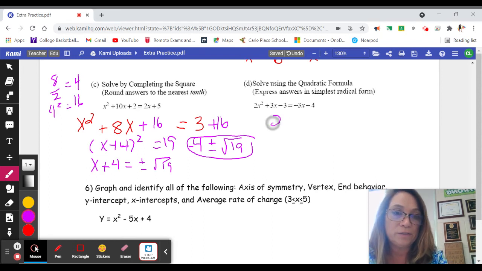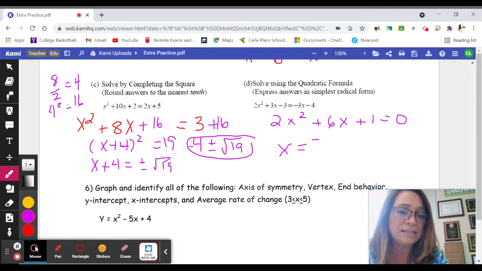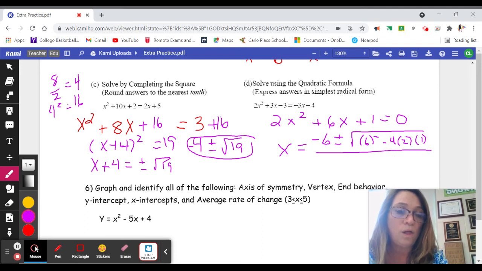Okay, so set this equal to 0. 2x squared plus 6x plus 1 equals 0. Quadratic formula is on the reference sheet. x is equal to negative b plus or minus square root b squared minus 4ac all over 2a.